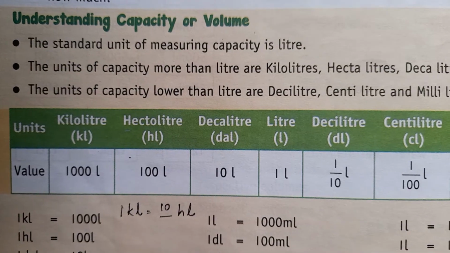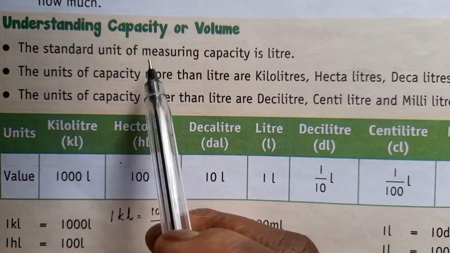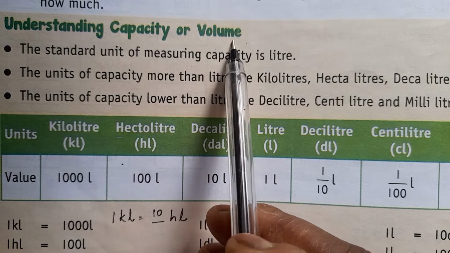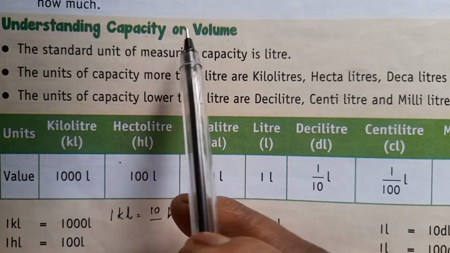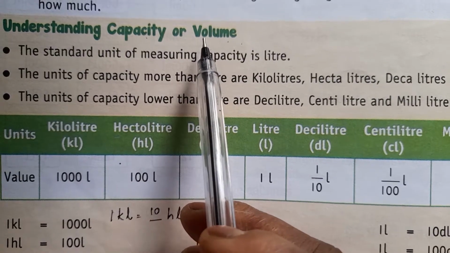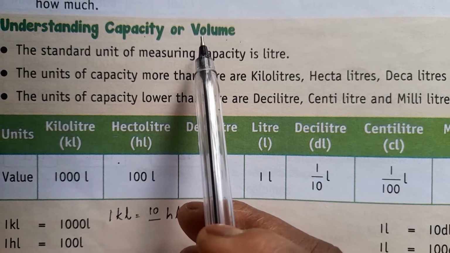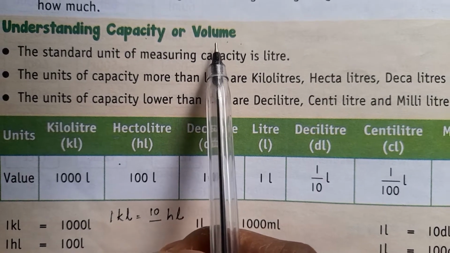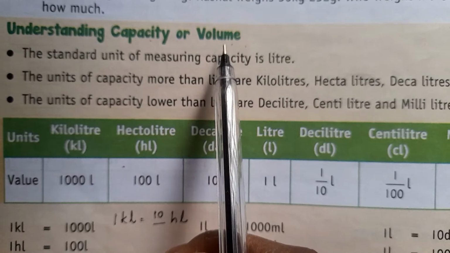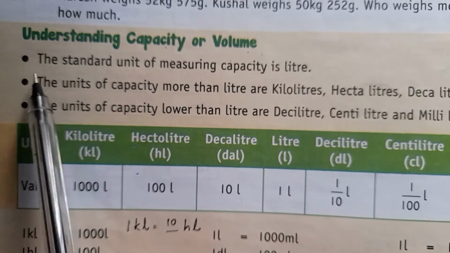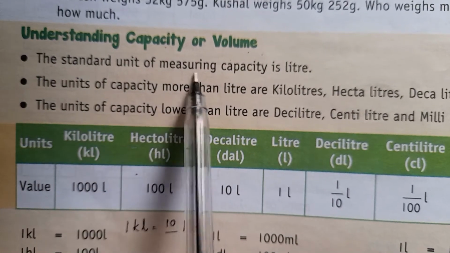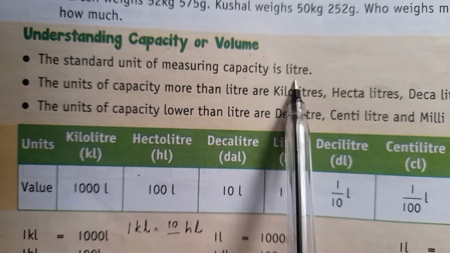Good morning, children. In this video we are going to study about capacity or volume. What is capacity or volume? It is nothing but to measure any liquid, suppose water, milk, tea, etc. So the standard unit of measuring capacity is liter.